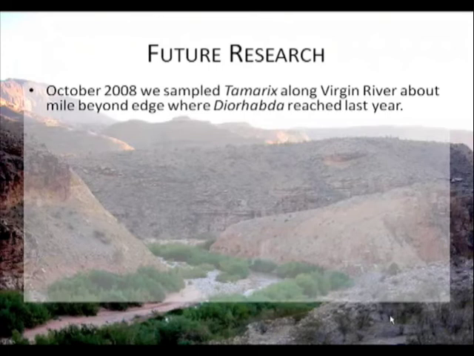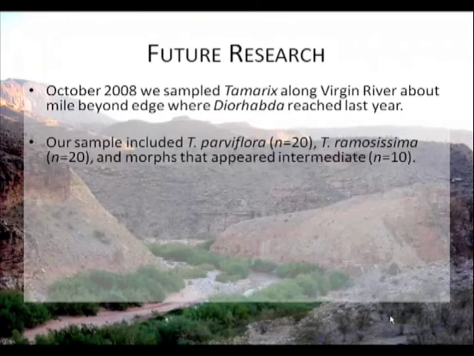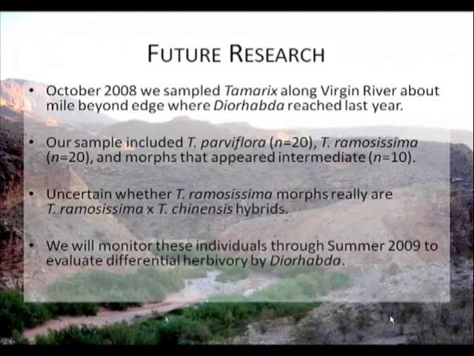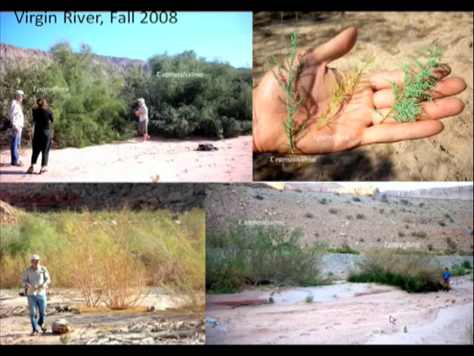So in October 2008, we sampled Tamarix along the Virgin River, about a mile beyond where Diorhabda reached last year. Our sample included 20 which appeared to be parviflora, 20 Ramosissima, and about 10 morphs that were intermediate. But we were really uncertain whether the Ramosissima were pure Ramosissima or some hybrid combination. And so I'll be able to assess that with these markers. I'll use more markers. And then we're going to monitor these individuals throughout the next summer just to evaluate differential herbivory by Diorhabda.